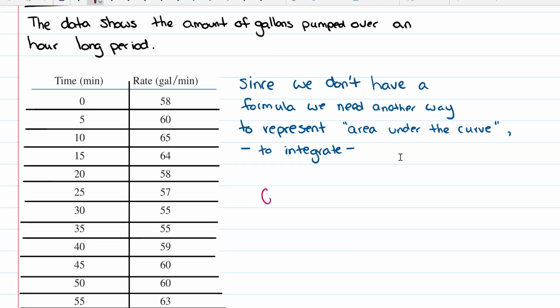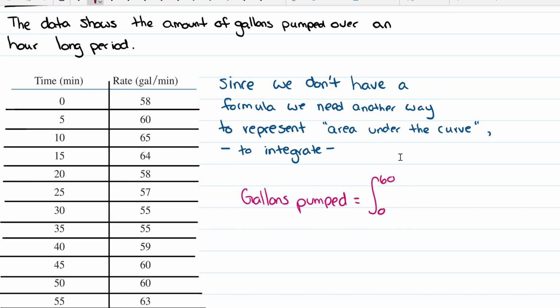So our gallons pumped can be represented as the integral from 0 to 60. The 60 came from the fact that we're pumping over 1 hour, of R of t dt. So this is R of t, which is the rate.